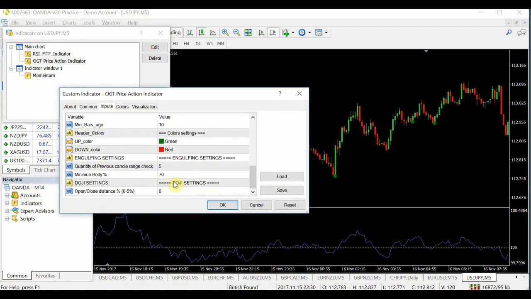And the engulfing setting. So this is why I said the quantity of previous candle range check. So again, I've set that to 5. So the engulfing bar needs to be greater than the previous 5 candles, and the body needs to fill 70% of the range of the candle. So those are the two settings, left at default. I've not changed anything else.